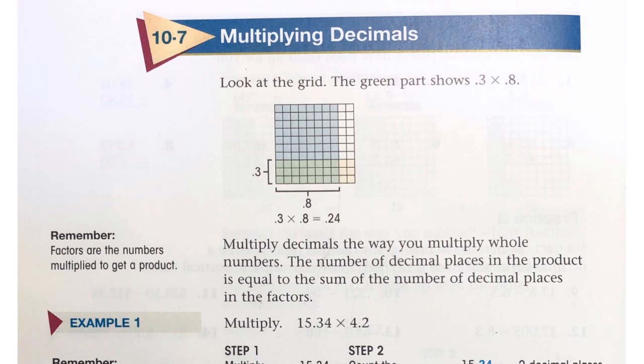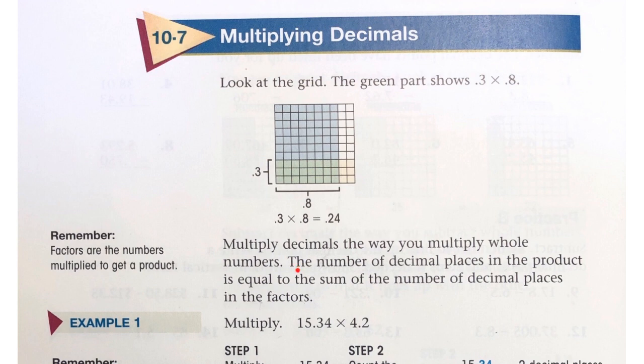Basic Math, Chapter 10, Section 7, Multiplying Decimals. Look at the grid. The green part shows 3/10 times 8/10. Remember, factors are the numbers multiplied to get a product. Multiply decimals the way you would multiply whole numbers.